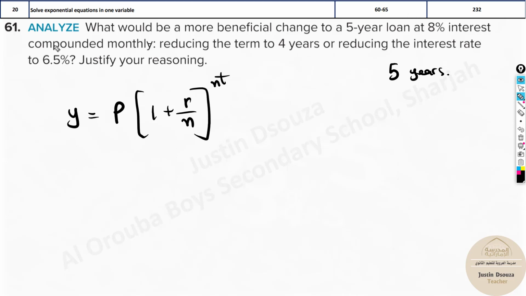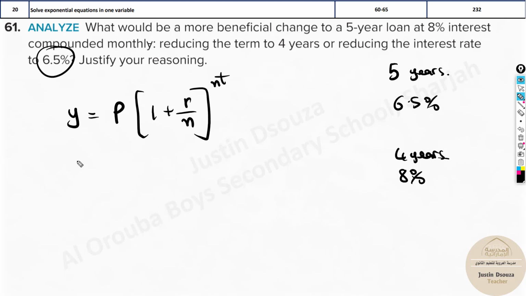But otherwise, you must pay at 6.5%, if it's 5 years. But if you make it 8% interest, the term is only 4 years. So within 4 years, you will give back the money. So the interest is increased. As the years reduce, the interest increases. Now let's apply the formula in both the cases.